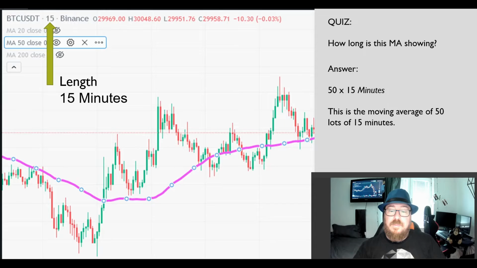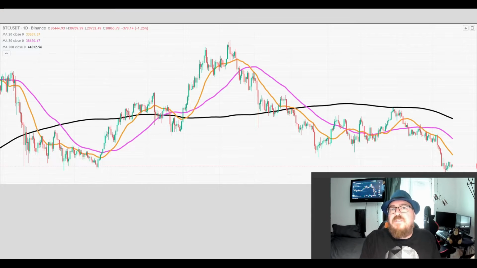Well, here's a fairly famous coin, and perhaps one you may have even heard of. This is Bitcoin, and I'm looking at its 1 day candle, and I've got 3 lots of moving averages here.